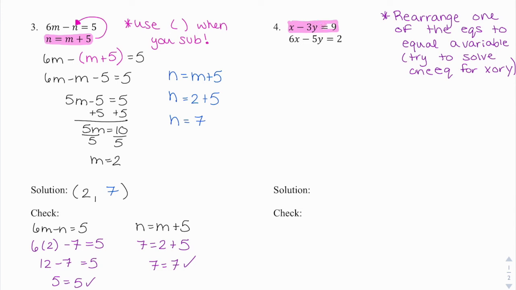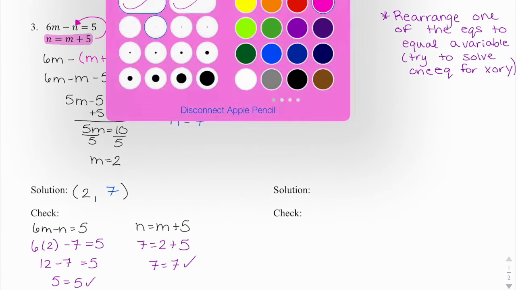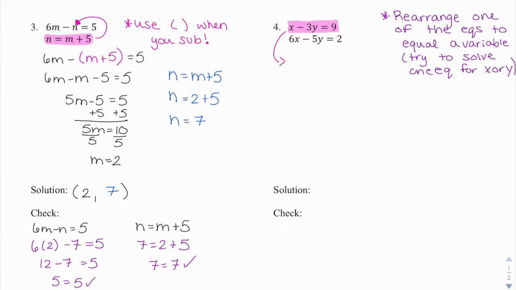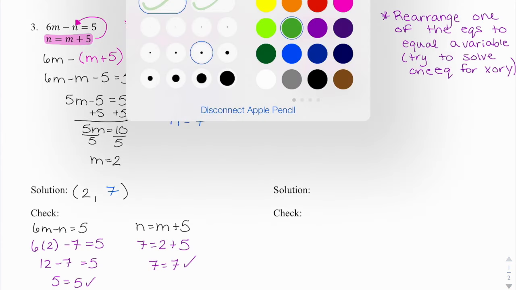So if I look at the first equation I'm given here, x minus 3y equals 9, I can actually really easily solve that for x because x doesn't have a coefficient. So I can just add 3y to both sides, and in one step, I have that x equals 3y plus 9. I can now use that, again with these colors, and sub it into the second equation that I'm given in my system, which is 6x minus 5y equals 2.